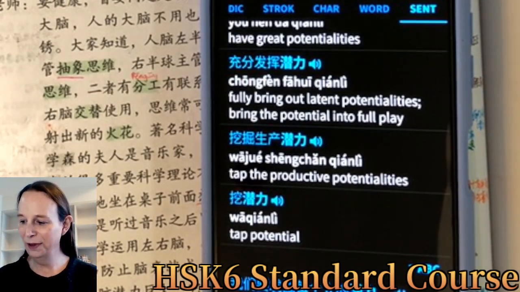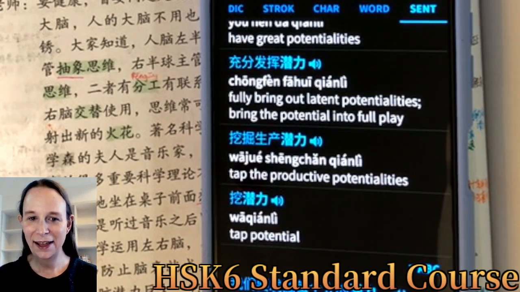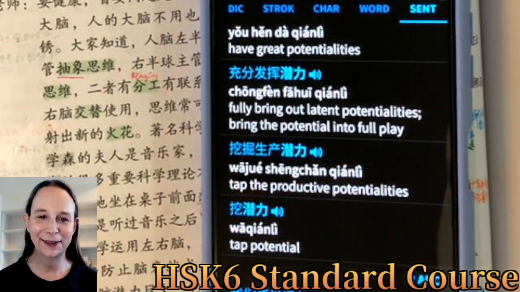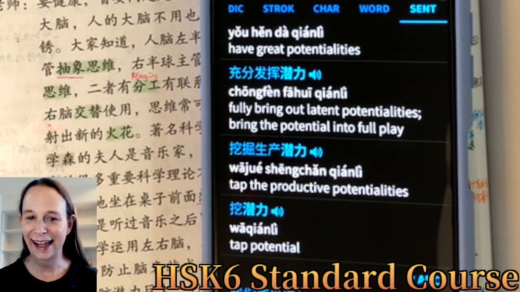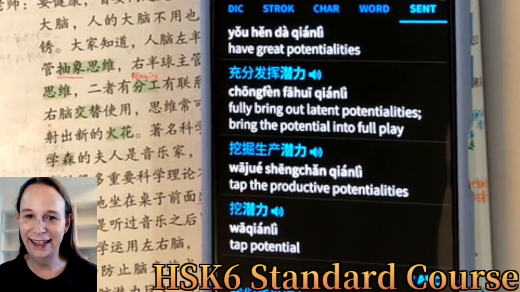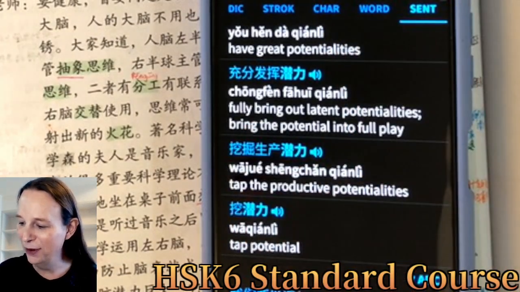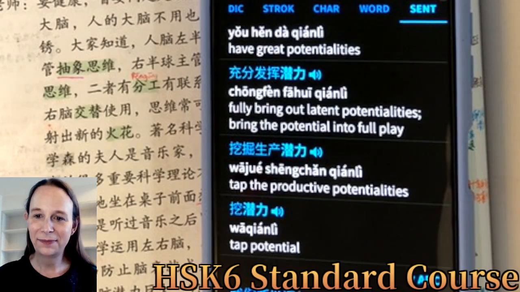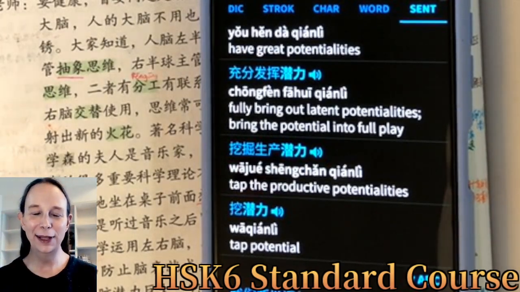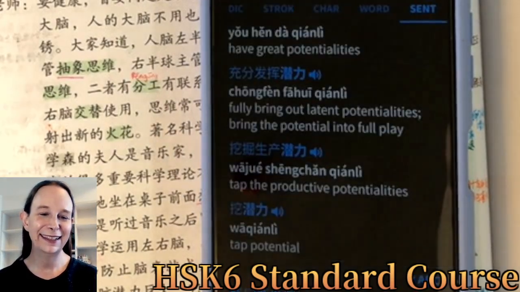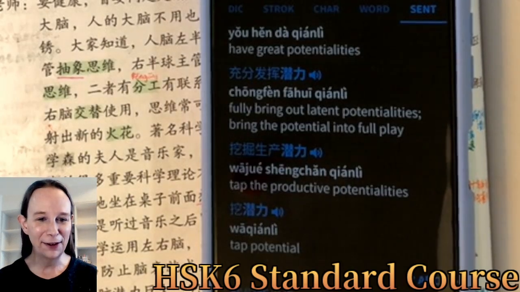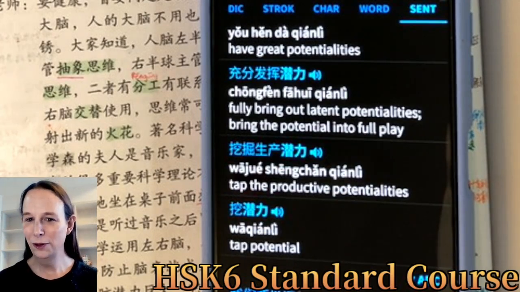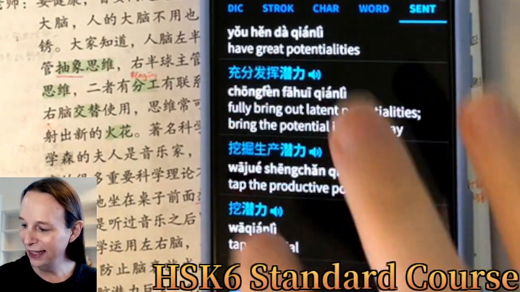This is a common sort of structure you get in Chinese. Fully bring out latent potentials. I used to work at Nankai, and the students there used to write papers in English, and they would do this pull out, fully bring out kind of thing, fully utilize such and such, which sounds really weird in English. Unless you're using the full power of something. You crank it up to 100 or something. 充分, it's more like amply or adequately.